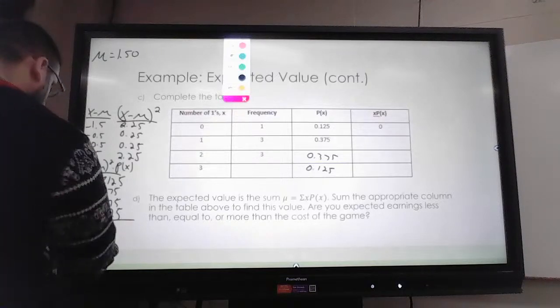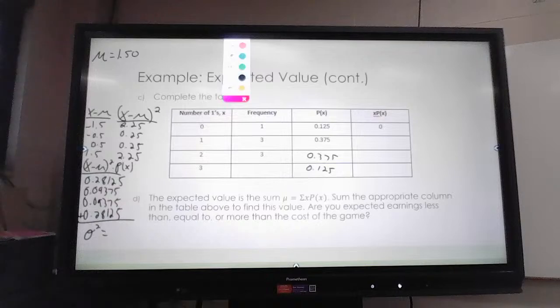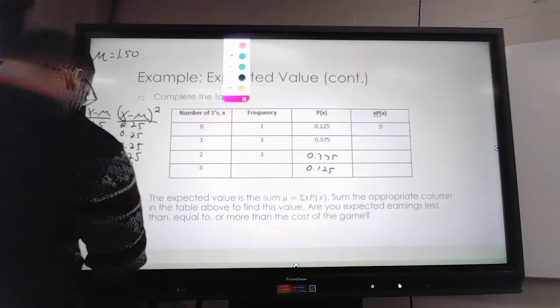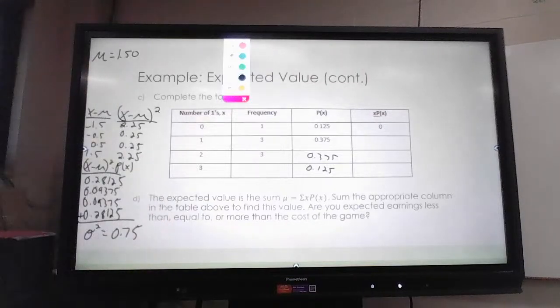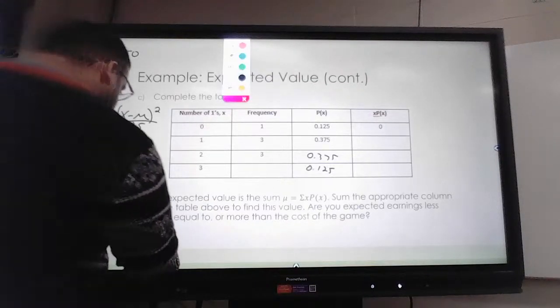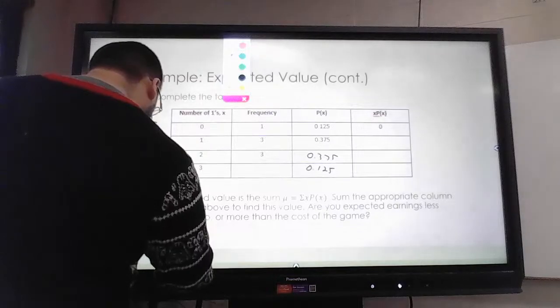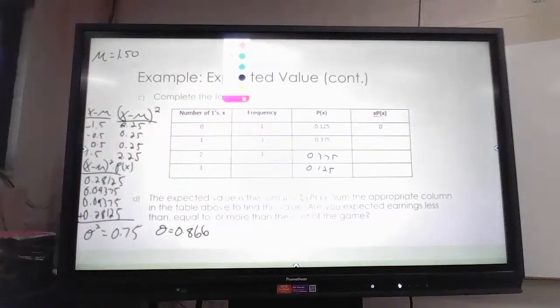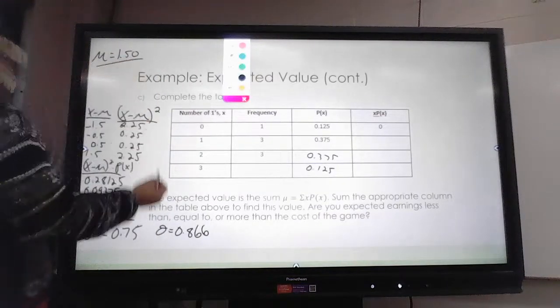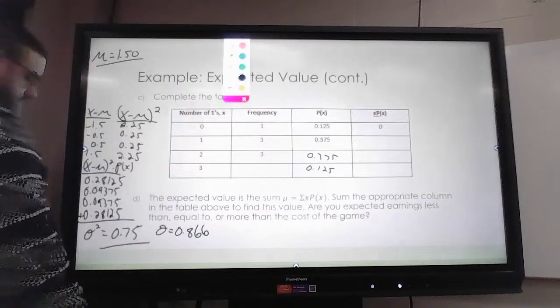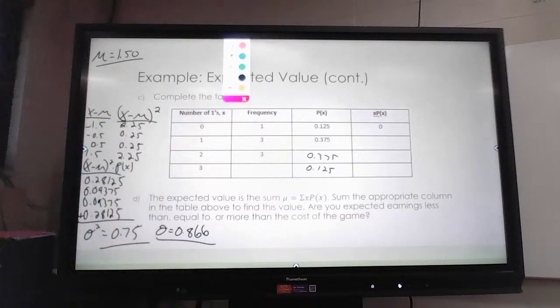So now my second to last step that will give me the variance is I'm going to add all of these up. So I got my 0.28125s and I got my 0.09375s. And I get a variance value of 0.75. To find the standard deviation, I'm just going to take the square root of that number. And I'll round that to 3 decimal places. So I get 0.866 as my standard deviation. So my mean was 1.50, my variance was 0.75, my standard deviation was 0.866.